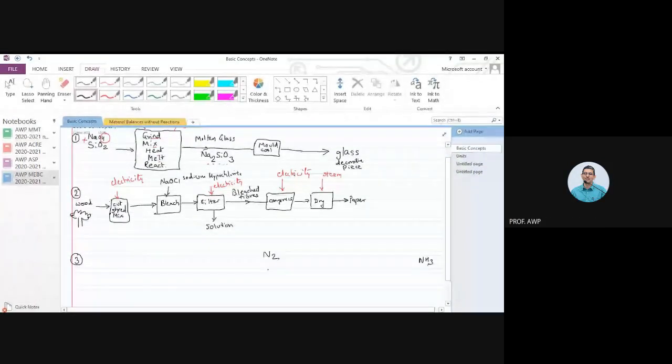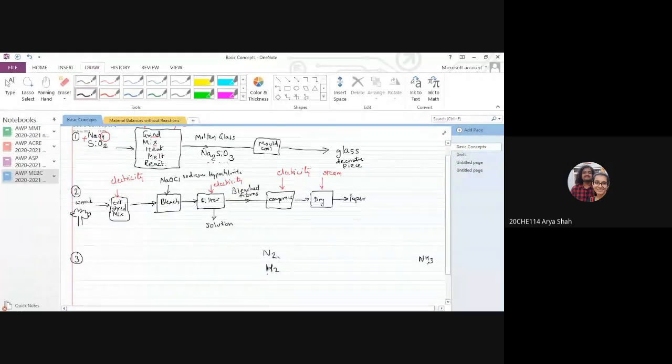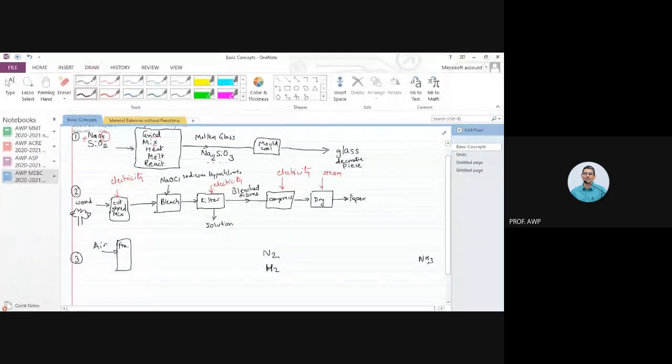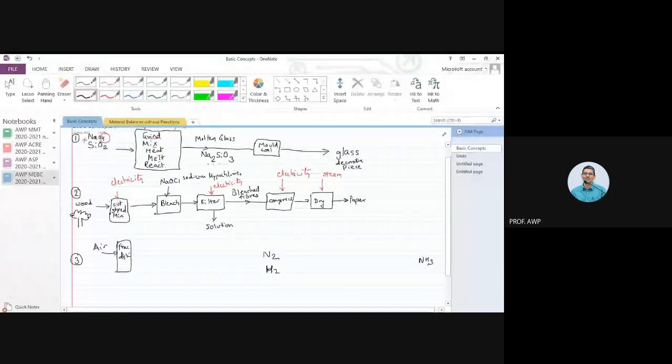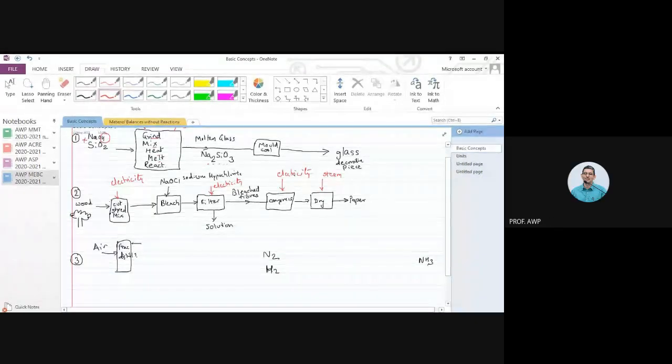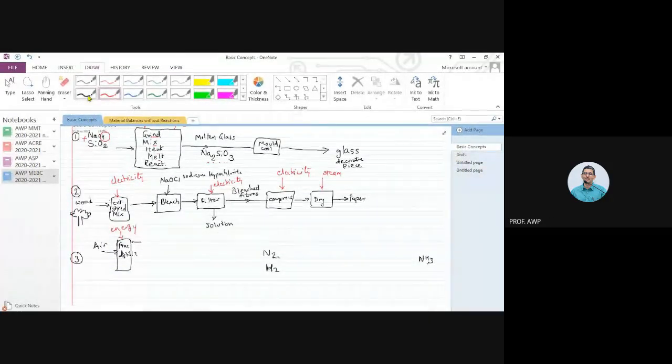Where do you get N2 from? Atmosphere. Fractional distillation of air. So you take air and you do fractional distillation. That will require energy to cool down air to that temperature. Right, so you will require energy. Fine.